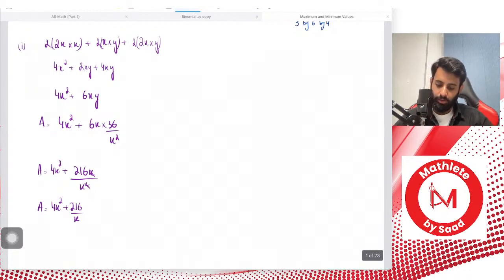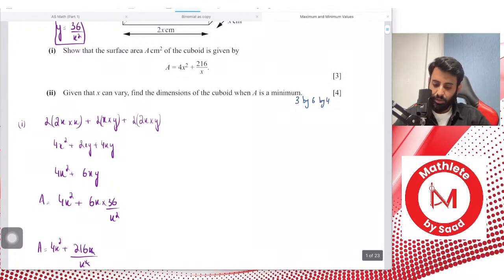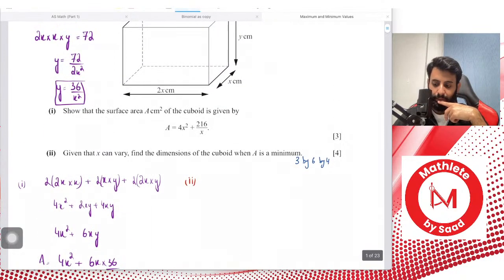Okay, so if we go to part 2, we realize just that. Given that x can vary, find the dimensions of the cuboid when A is a minimum. Okay, so here's a question for you guys. When you're finding out the minimum value or the maximum value or the stationary value, what is the one thing that you do? How did I get 36 upon x square? By making y the subject, using the volume.